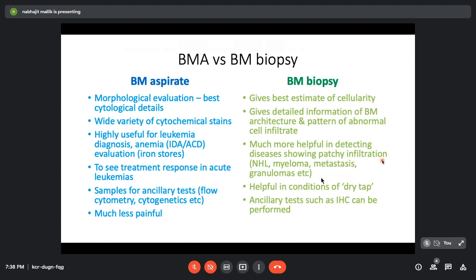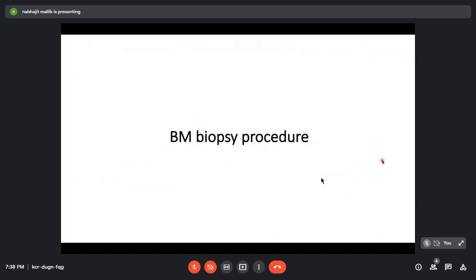Certain ancillary tests such as immunohistochemistry can be performed in the bone marrow biopsy. And a very important thing is that it is useful in metabolic bone disorders. The bone character can be studied only in bone marrow biopsy and not in the bone marrow aspirate. With that, we come on to the bone marrow procedure as such.